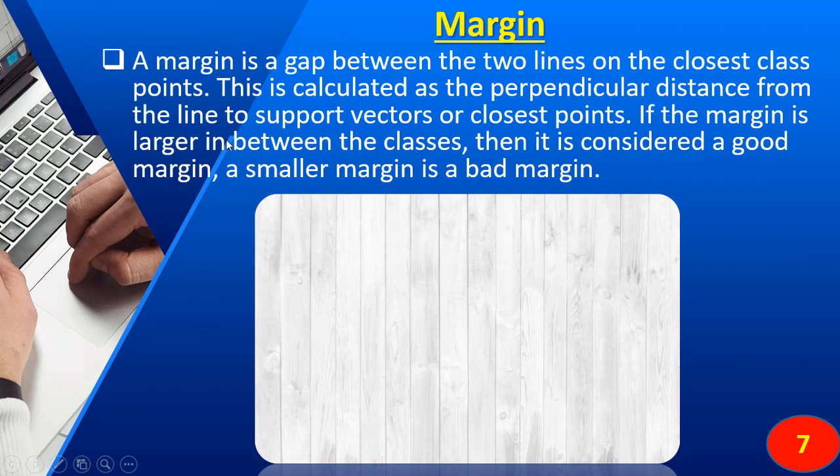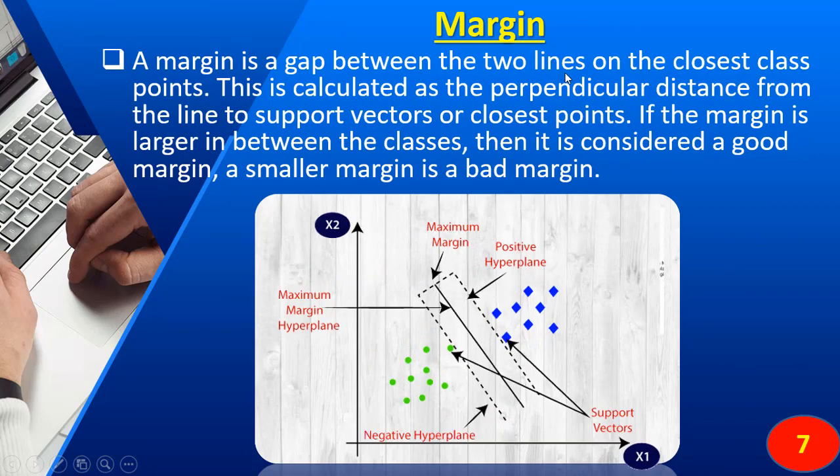Margin. A margin is a gap between two lines on the closest class points. If you consider this is a positive dataset and this is a negative dataset, and this is a hyperplane, this negative data point and this positive data point are nearest to the hyperplane. So we can consider the margin as the difference between this positive support vector and negative support vector.